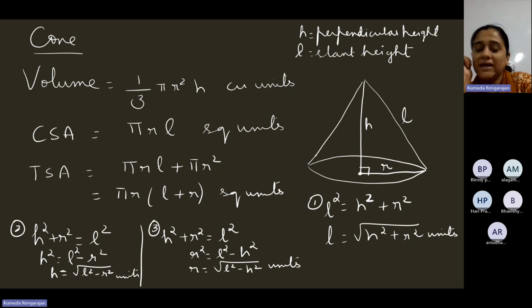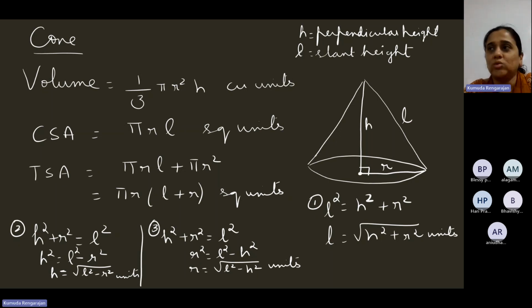Okay, so the relation between L, H and r is L square is equal to H square plus r square. So we get L is equal to root of H square plus r square. Then the others, I've written the other way. H square plus r square is equal to L square. So when you transpose, you get H square is equal to L square minus r square. So H is equal to square root of L square minus r square. The same thing for r.